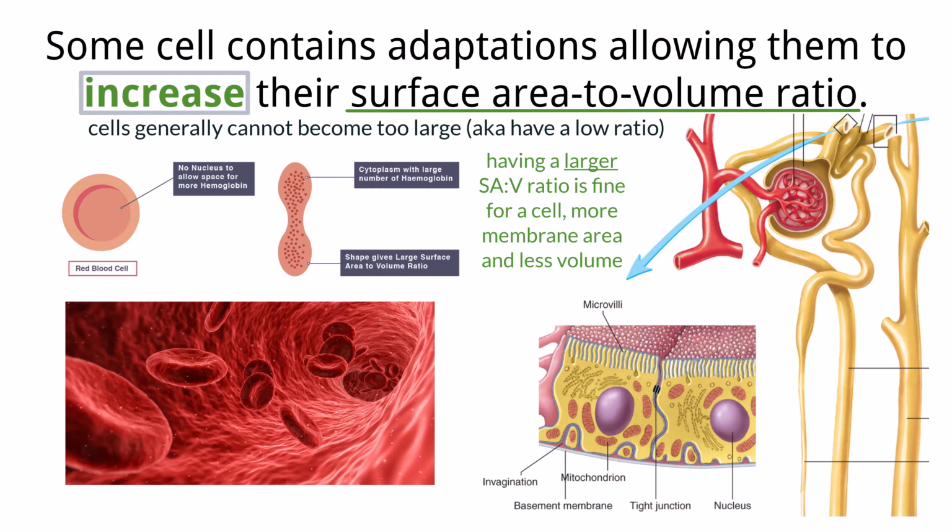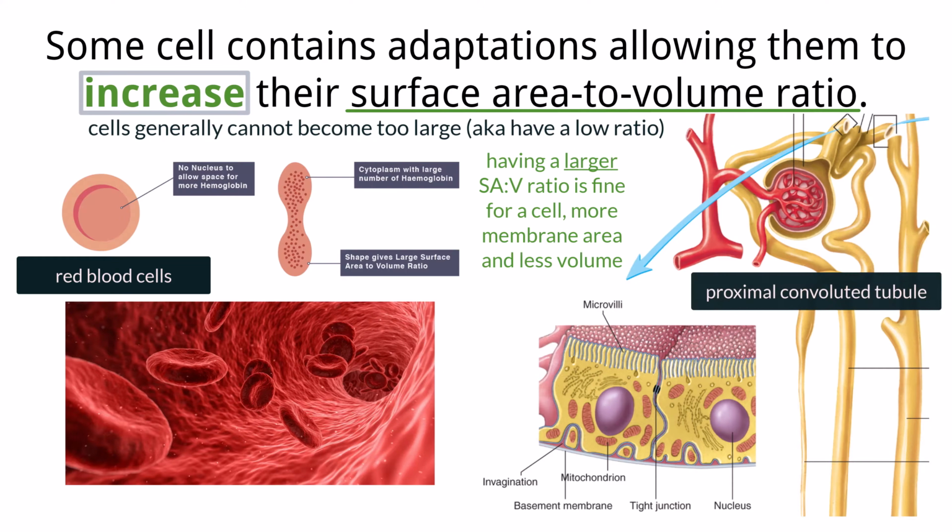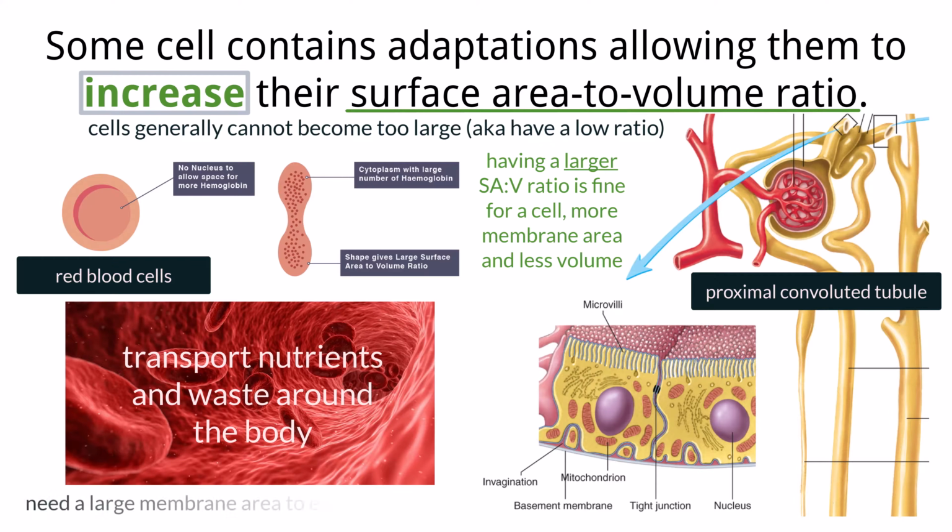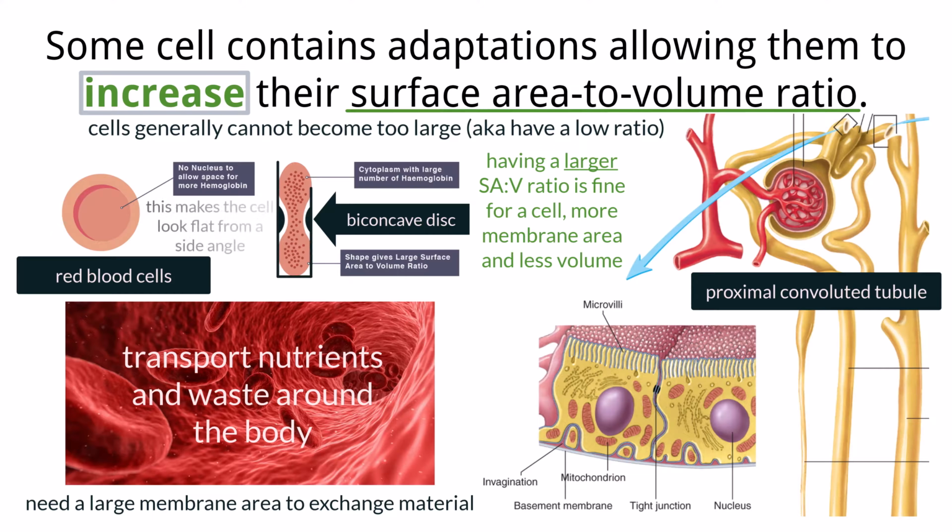The two examples you need to know are with red blood cells and the cells that line the proximal convoluted tubule of the kidney. Red blood cells are specially designed to carry and transport nutrients, and in order to do this efficiently, they need a larger area of the cell membrane so more nutrients can transfer at any given time. We see this adaptation within the shape of a red blood cell, which is a biconcave disc, meaning that the two sides pinch in to form concave curves, which make it look flattened.